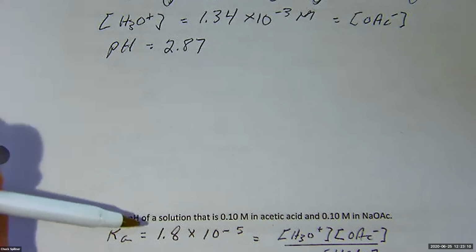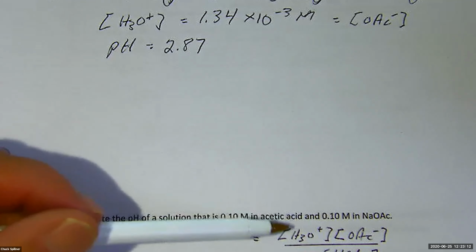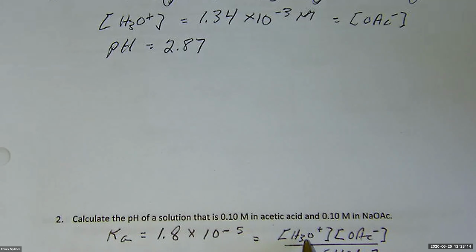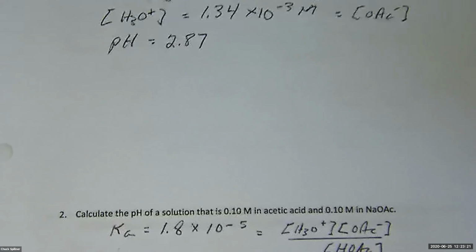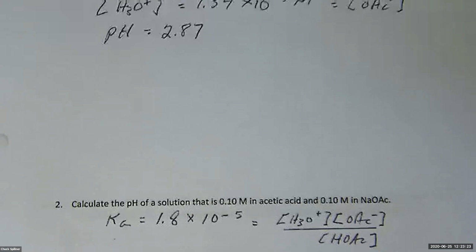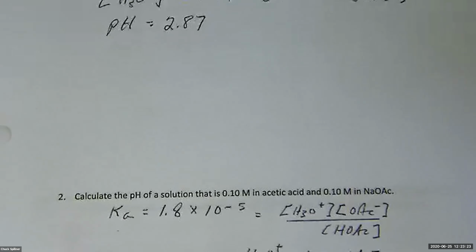So we have our Ka is 1.8 times 10 to the negative 5. That's equal to, we're going to write our equilibrium expression, hydronium ion times acetate ion over acetic acid. We've seen that before. So number one, we're going to make our ice table. That's what I said before. That's how we do our problem.